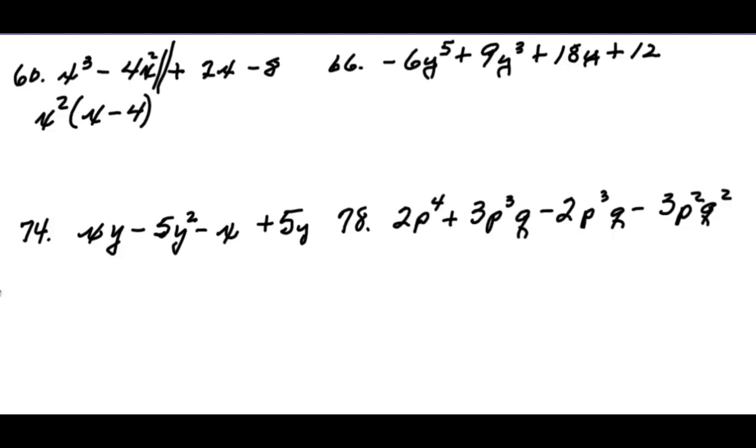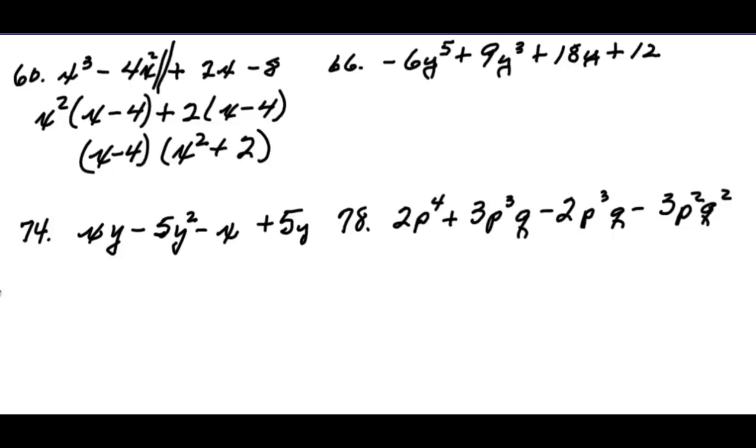What we can pull out of the second term is just 2. And what we have left is x minus 4. Now we have that common factor, x minus 4, and what we have left is x squared plus 2.